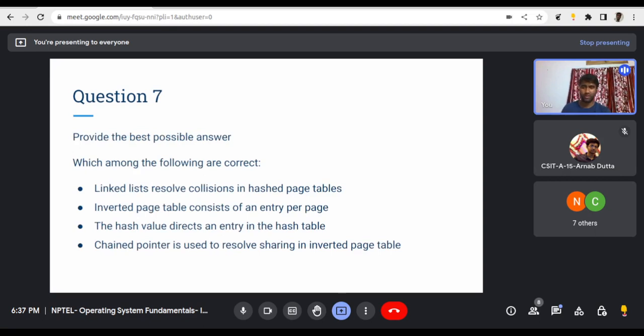So which among the following are correct? Linked list resolves collisions in hashed page tables. Inverted page table consists of an entry per page. The hash value directs an entry in the hash table. Chained pointer is used to resolve sharing in inverted page table. Don't worry, I'll tell you about chained pointer if you do not know about it.